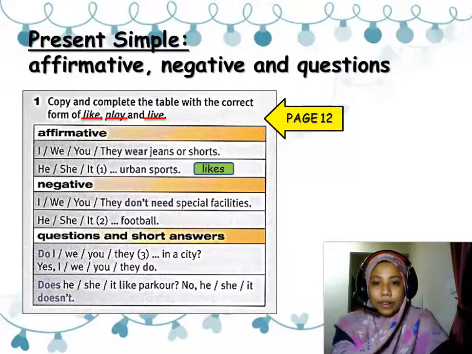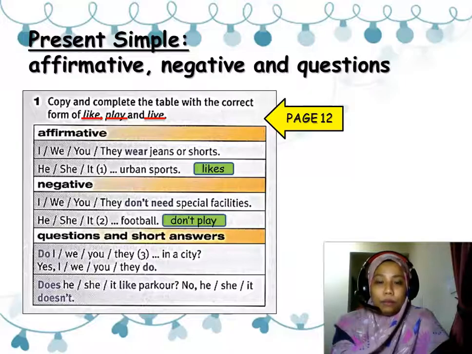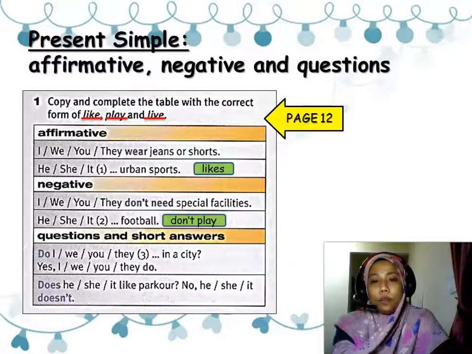Next, let's try the exercise. He, she, it indicates singular. Let's check the answer. It doesn't play football. Again, the negative sentence will start with don't. Okay, don't is the short form for do not.